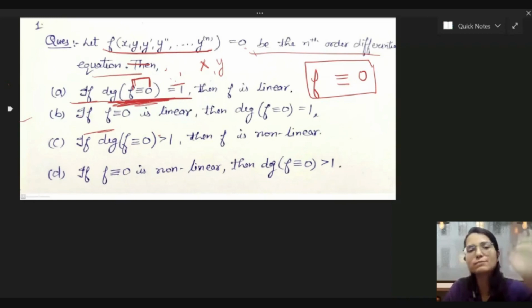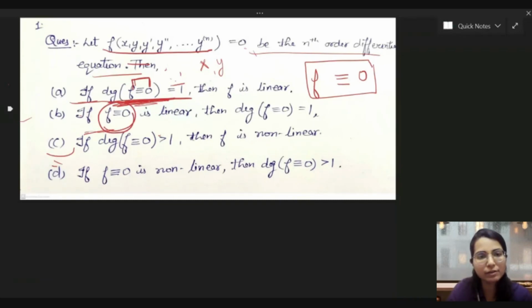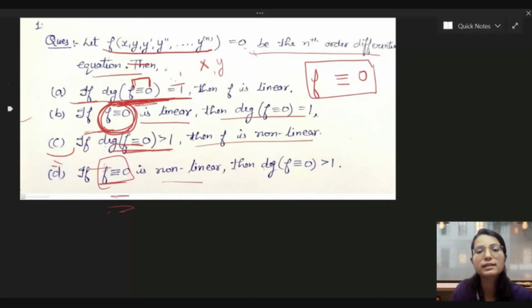If degree of this particular equation is equal to 1, then this is linear. Do you agree with this? I don't think I do. Let me read out all the options for you, then we'll cover it one by one. If f is 0, that means the differential equation. This complete thing represents the differential equation. If the differential equation is linear, then degree is equal to 1. If the degree of the differential equation, third option, is greater than 1, then it is non-linear. And the fourth option says if the differential equation is non-linear, then degree is greater than 1.